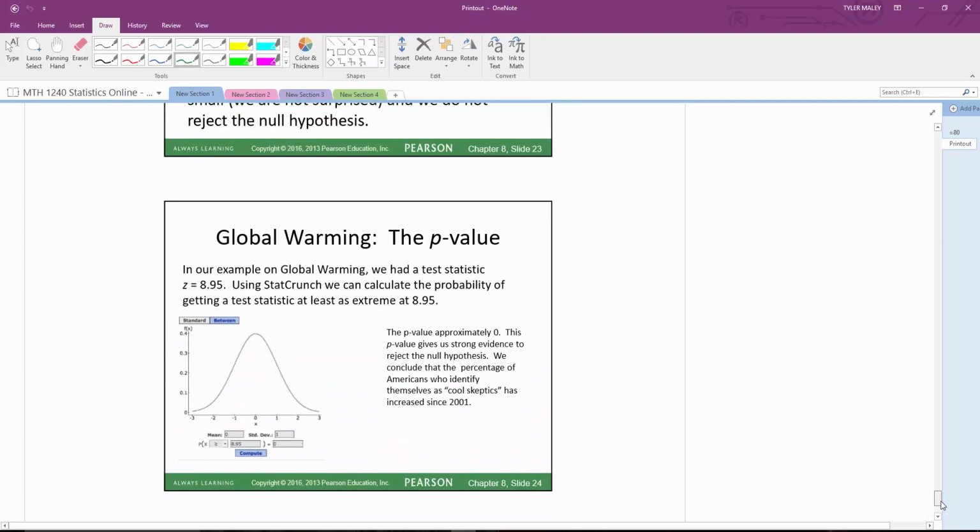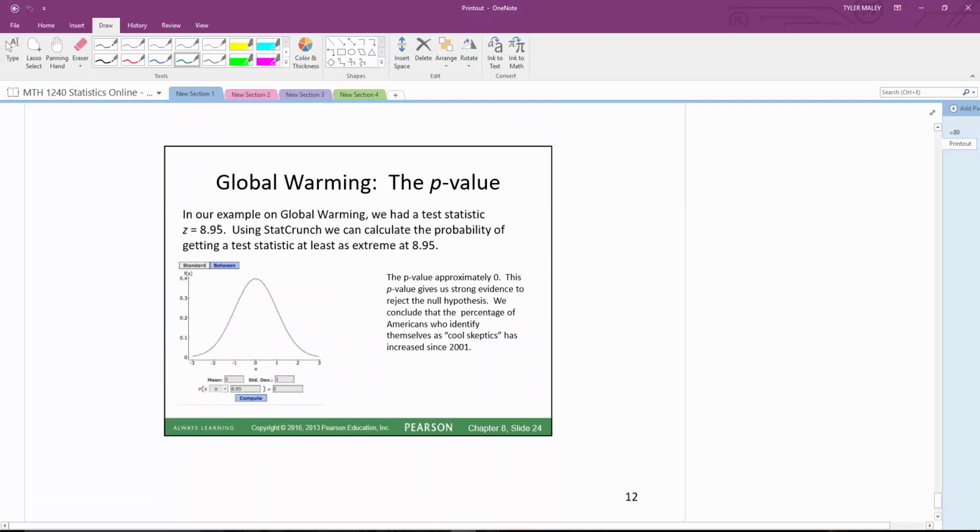So here's the last slide that I have. In our example on global warming, we had a test statistic of 8.95. If we use StatCrunch, we find the probability of getting a test statistic at least as extreme as 8.95. My z value is 8.95, so in other words, I'm trying to find the probability that z is bigger than 8.95. They use StatCrunch to calculate this, but I've already shown you how to use your graphing calculator or R to calculate this.